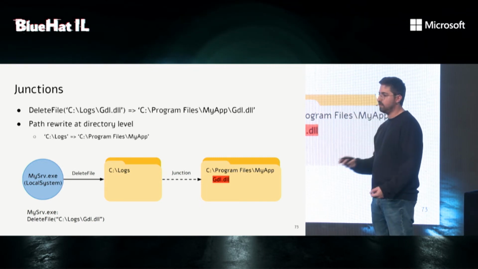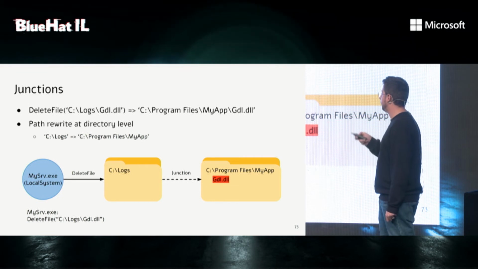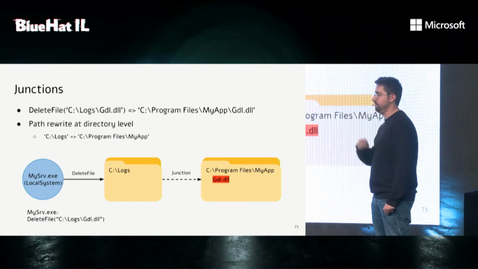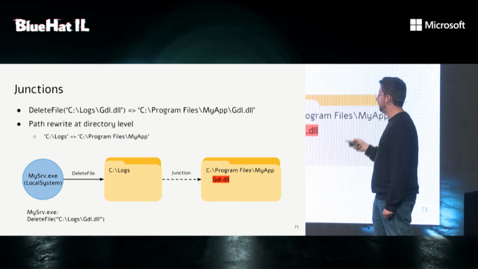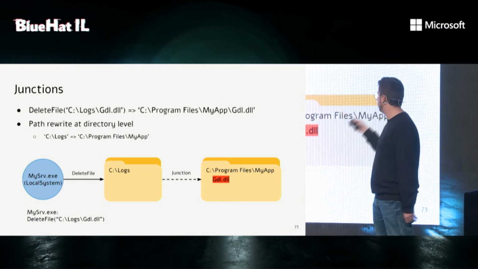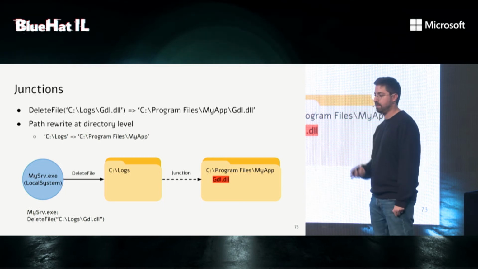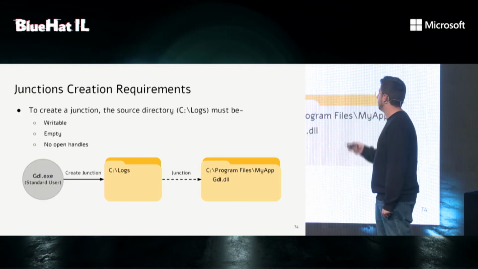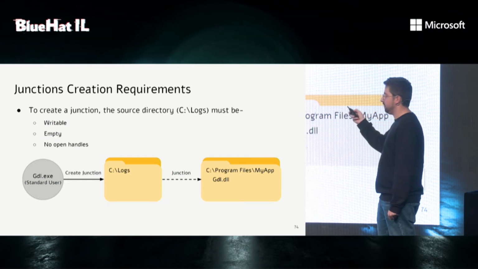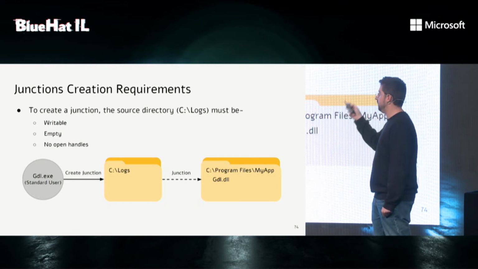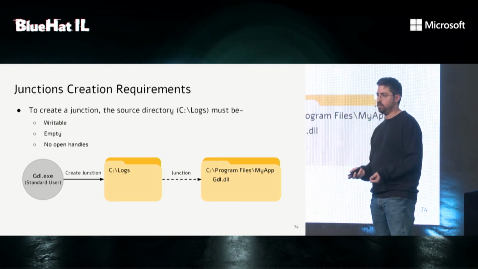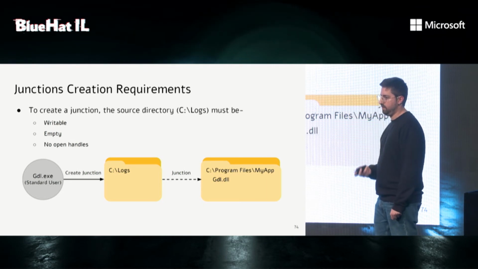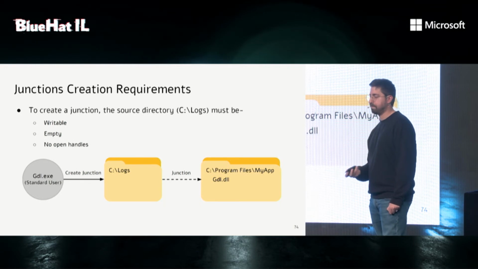I won't go into all the details about why, but this is because the path rewrite actually works at the directory level. Any access to clogs would be redirected at that time, and the path will be replaced with C program files myapp. So this is better for us. And to create a junction, the source directory, clogs, must be writable, empty, and have no open handles to it at the time we create the junction. And we'll see how this tackles us later on in the exploitation for this bug.